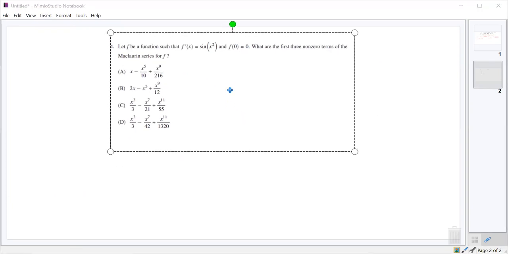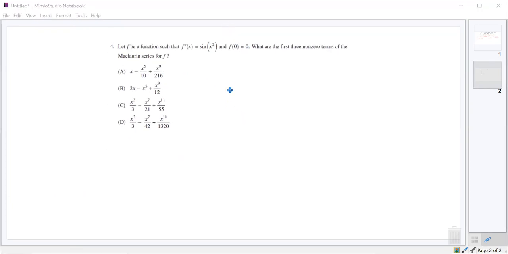So we have a function with a derivative that is sine of x squared, and f of 0 equals 0. We want to know what are the first 3 non-zero terms for the Maclaurin series for f. And so let's see here.